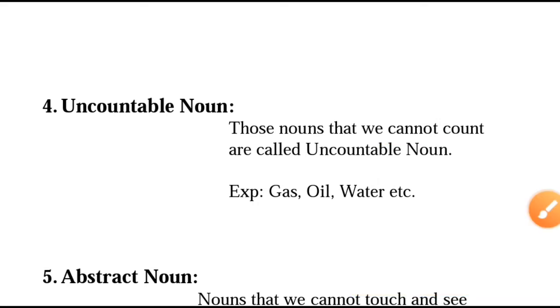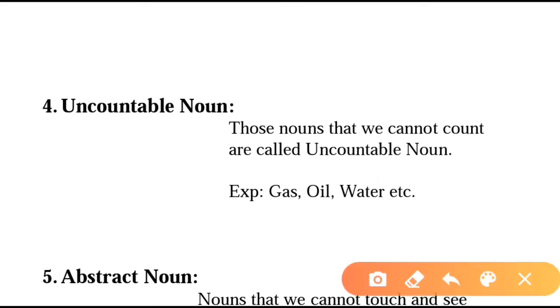You can see a few examples: gas, oil, water, etc. So these are all the examples. So you cannot count water. You can count water in liter, but it is going to be the measurement. You cannot count water in numerical numbers. So when you're counting in numerical numbers, it is going to be countable. The noun that you cannot count in numbers, like we cannot say one water or two water. So this is uncountable noun because we cannot count these examples in numbers.